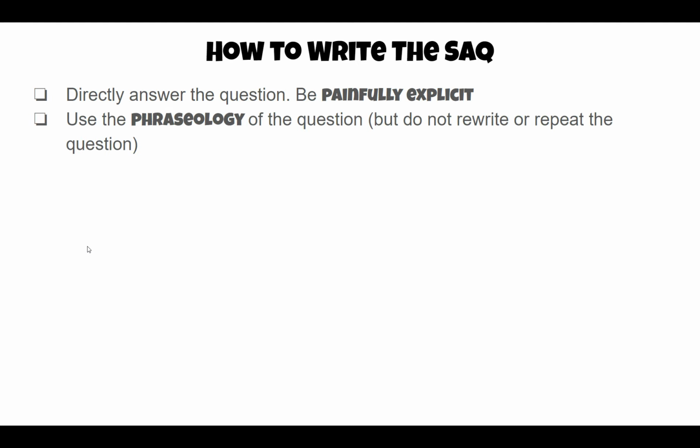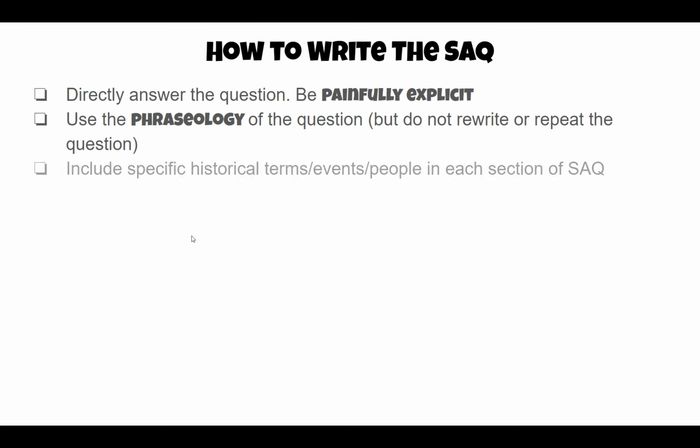You want to make sure you use the phraseology of the question in there. Don't rewrite or repeat the question, but use essentially their vocabulary when you are addressing the question. The most important thing is that you actually address the specific question in the prompt. You want to include specific historical terms, events, and people, and you're going to do this at each section.